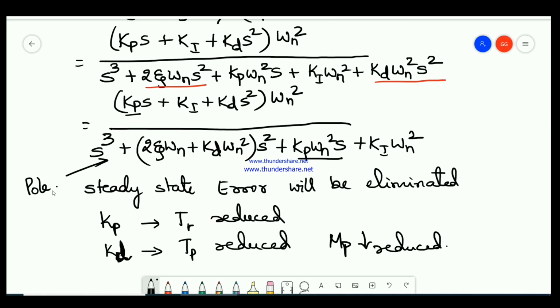So I hope with all these different types of controllers that you have watched in both the videos, you are clear about the proportional controller, differential controller, integral controller, proportional integral controller, proportional differential controller and proportional integral differential controller. Okay, thank you.